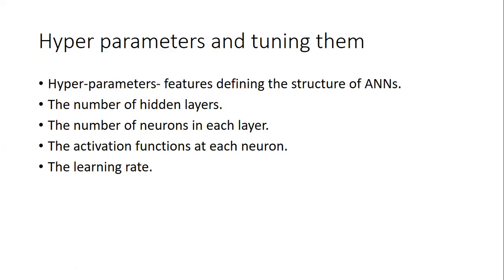Okay, so now let's try to understand a few machine learning terminologies like hyperparameters. Basically, hyperparameters are features which define the structure of an ANN, such as the number of hidden layers, the number of neurons in each layer, the kind of activation function we have in each neuron, and so on. We also have a learning rate, which determines the step size at each iteration while moving towards the minima of the loss.